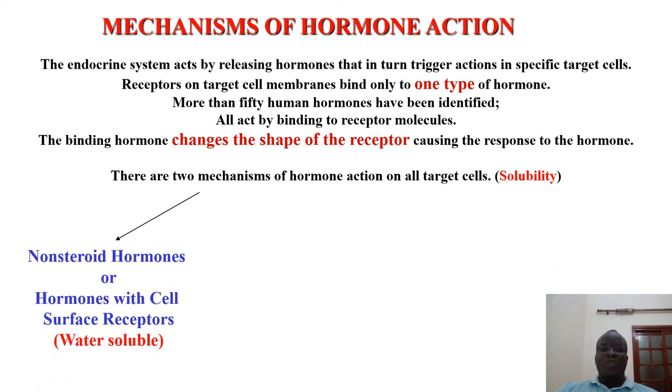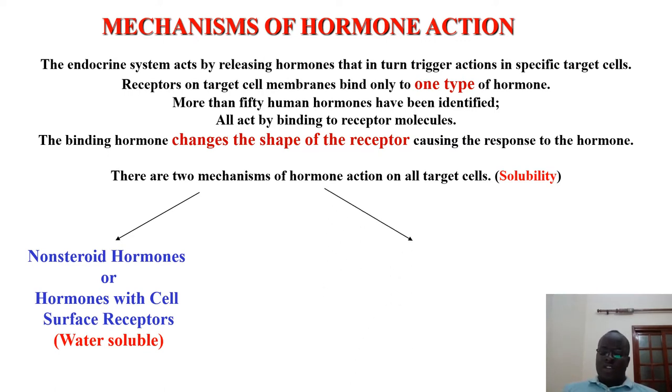So we have what we call non-steroidal hormones, or hormones with a cell surface receptor. Non-steroid hormones have their receptors on the surface of the cell membrane. That's where you're going to find their receptors, because they are water soluble. I've already explained that water soluble hormones don't have the capacity to cross a phospholipid bilayer. So their receptors are just located on the surface of the cell membrane because of the solubility.